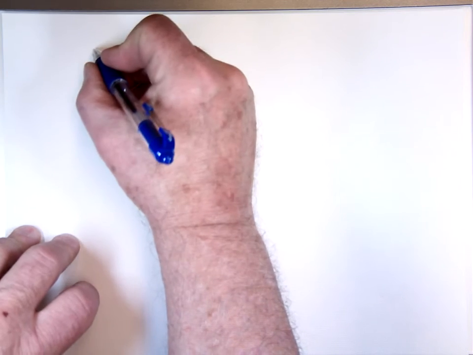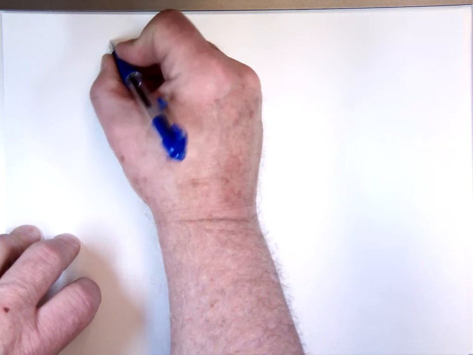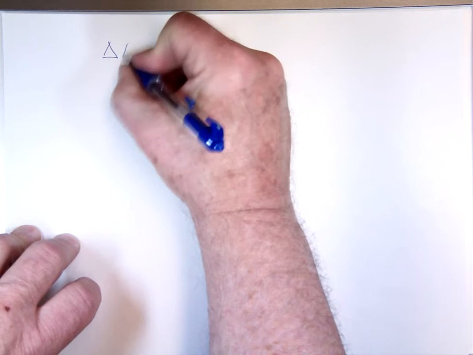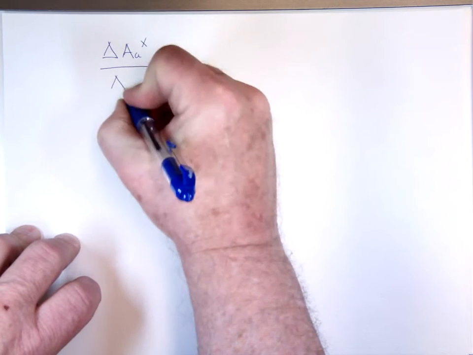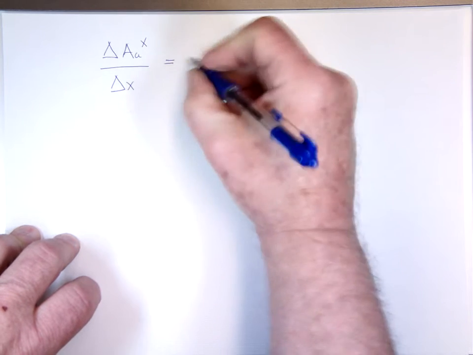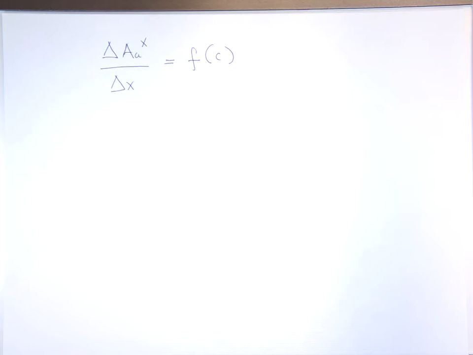Right, so here we go. Here's what we ended up with. And I'm going to bring the delta x over to the other side. I'm going to have the delta area from a to x over delta x equal f of c. Okay?